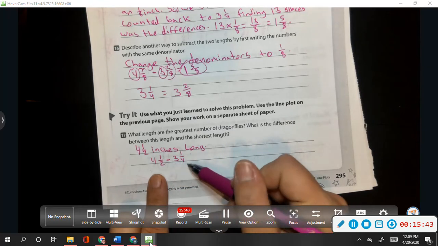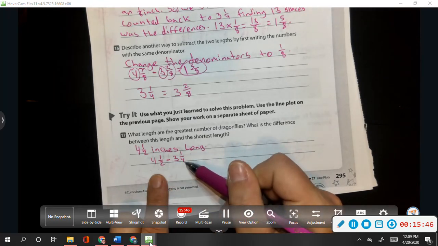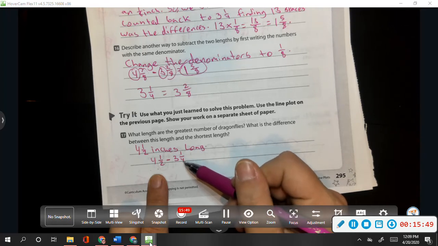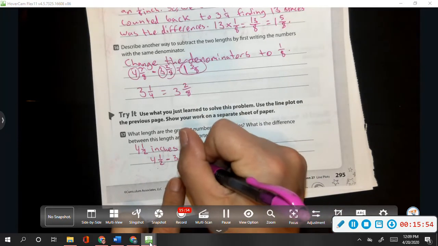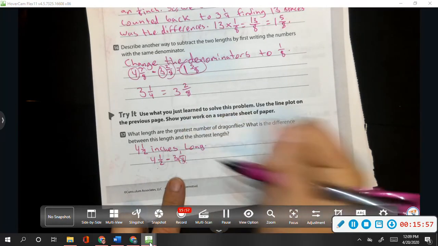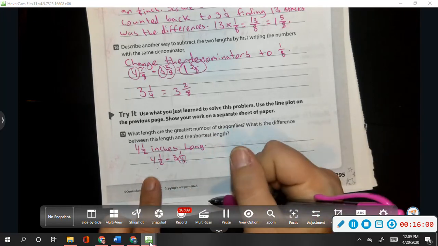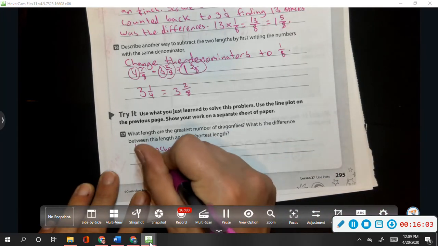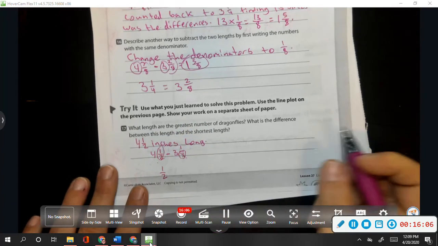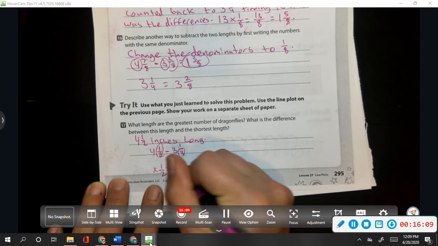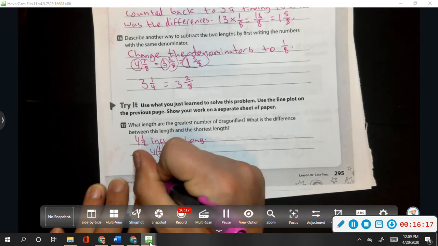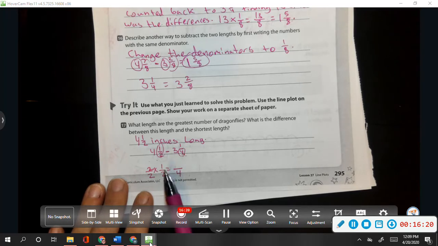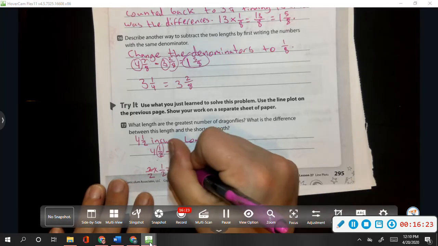But we have a problem here. Our denominators are not the same. So we're going to have to change the denominators. We know that we can make 2 into 4, right? So we're going to take that half out and bring it down here for a second. We want to multiply it by a number in order to get 4 as our denominator. So what times 2 equals 4? And whatever we do to the bottom, we must do to the top. So 2 times 2 is 4. 2 times 1 is 2.